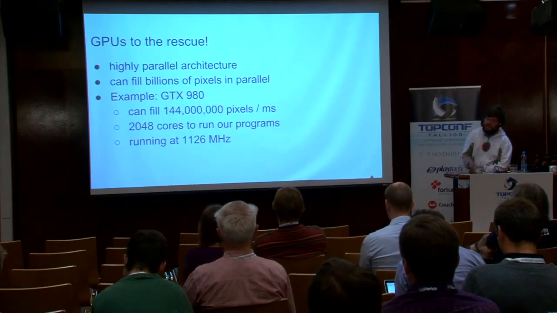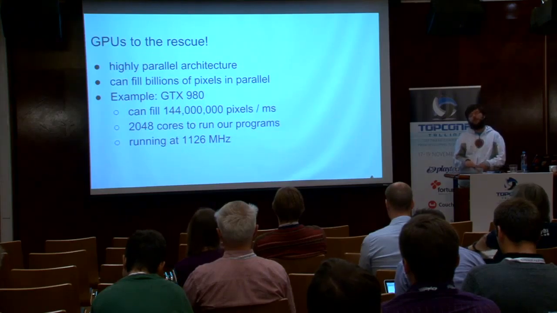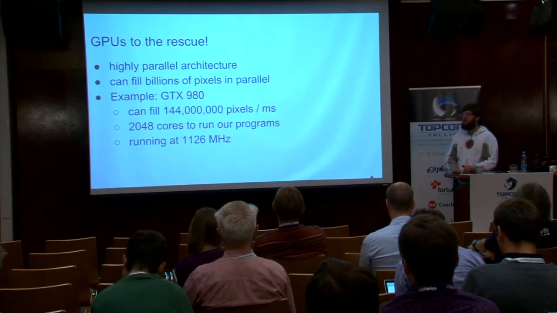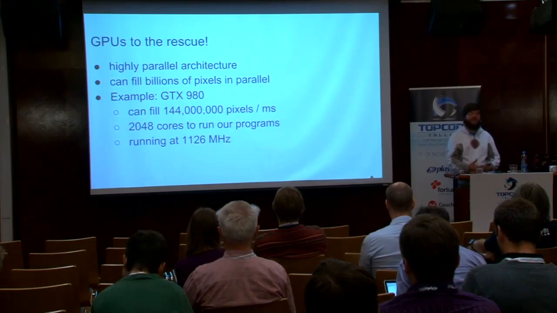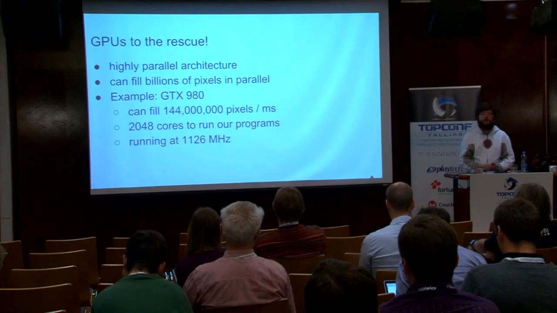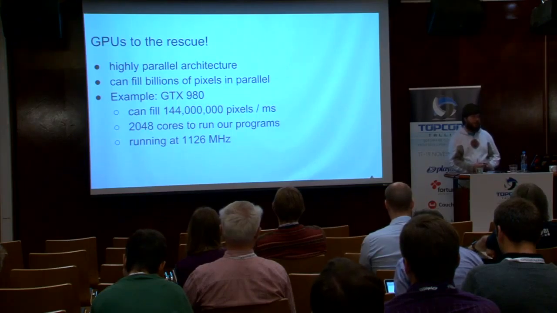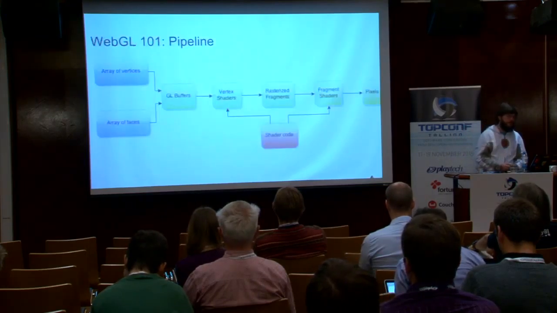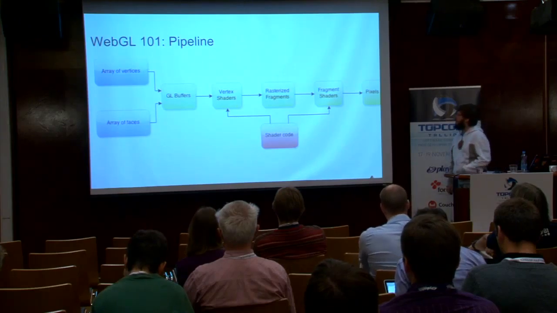It does that because it has multiple cores that run in parallel. So basically, we are using functions that operate on each pixel in parallel. This graphics card has 2048 cores that can run these programs that manipulate pixels. So they can run 2048 instructions at the same time, and they are clocked at a whopping 1.1 gigahertz. That's pretty good. And this is how you actually leverage that.